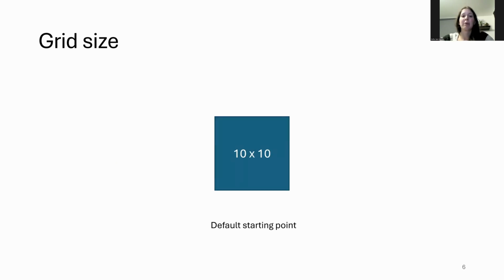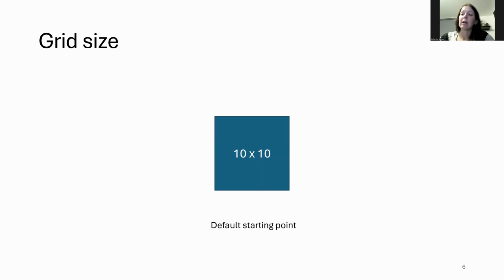The default starting point by FlowSOM is a 10 by 10 grid, so that means 100 clusters. And I think that's reasonable if you're working with what nowadays we would call a rather small panel, 8 color, 12 color, these kind of things.